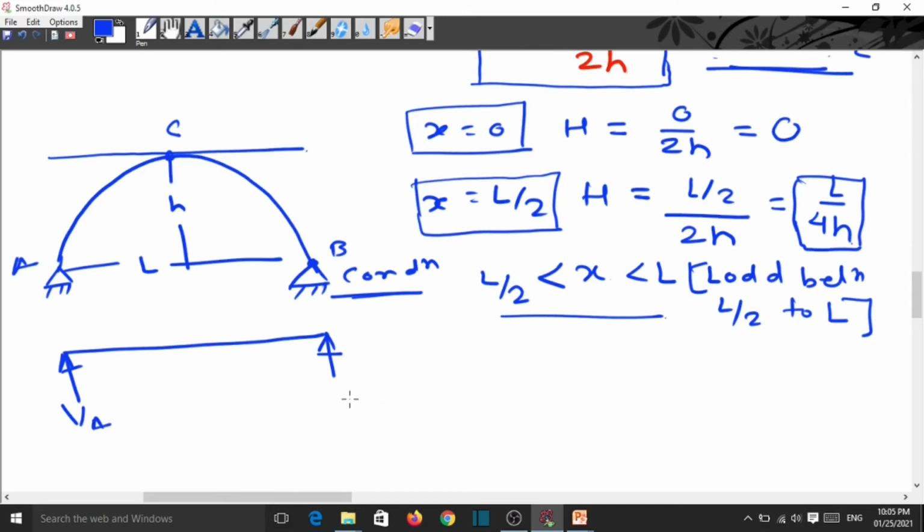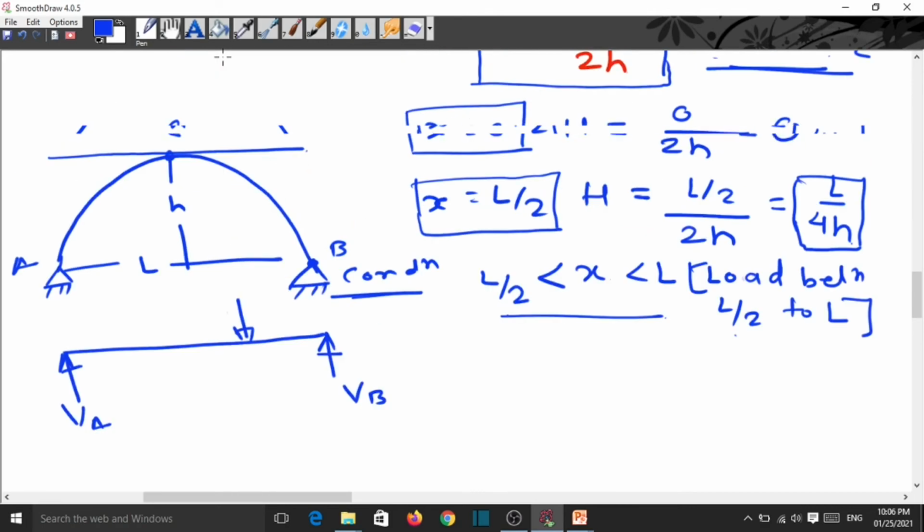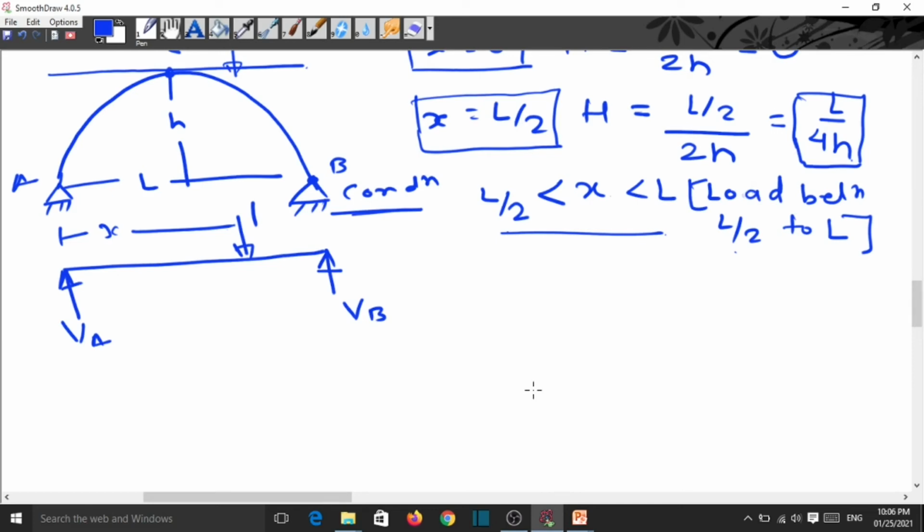This reaction is VA and this reaction is VB. Now what is our condition? You have to place the load between L by 2 to L. Place the load between L by 2 to L means here, a unit load, and this distance is x. So again, we are taking the bending moment from the left side.